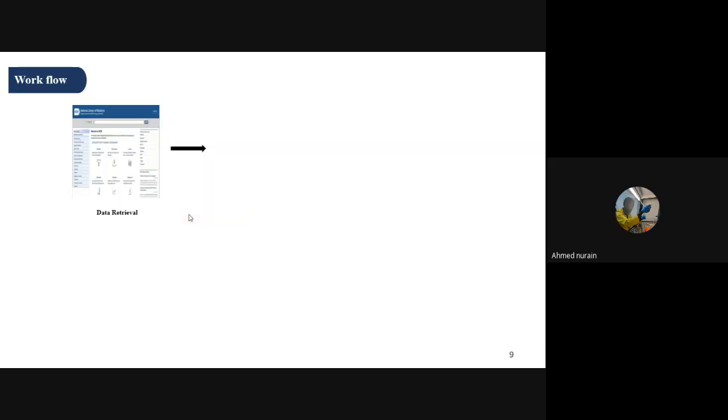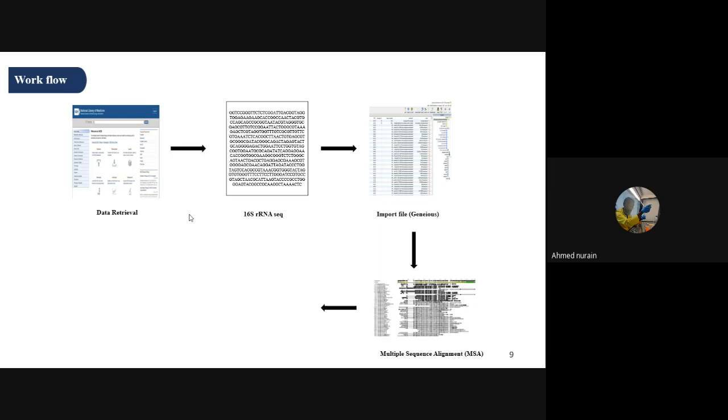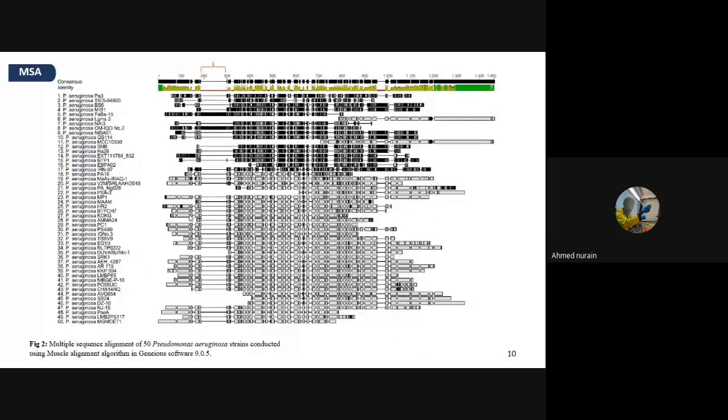were isolated. So our workflow actually involves several key steps, starting from data retrieval to obtain 16S rRNA sequences, then importing the file into Geneious software. Then after that, we conducted multiple sequence alignment, which we later used to visualize the matrix heat map, and then used it to construct a phylogenetic tree to understand the evolutionary relationship among the strains.